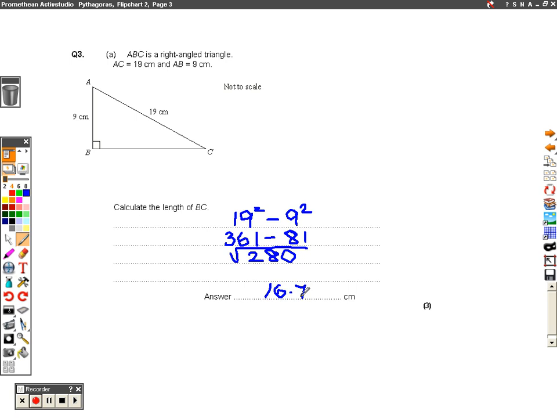Those are the two different types of questions that you can get on Pythagoras. Either you're finding the long side, in which you add the two values and square root. If you're finding one of your shorter sides, in other words, a side that's not your slant, square them and subtract.